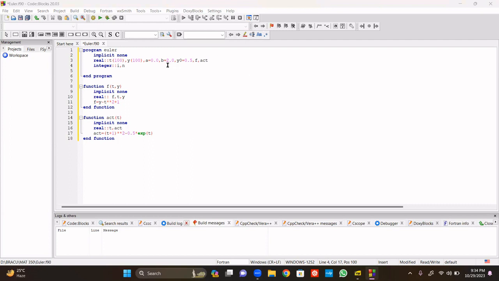Okay, someone said we were going to need t naught, but t naught is a. I denoted the first value by a and the last value by b in the t axis. Okay, let's get back to the discussion.